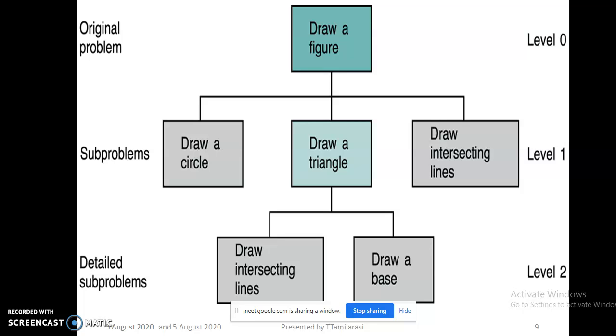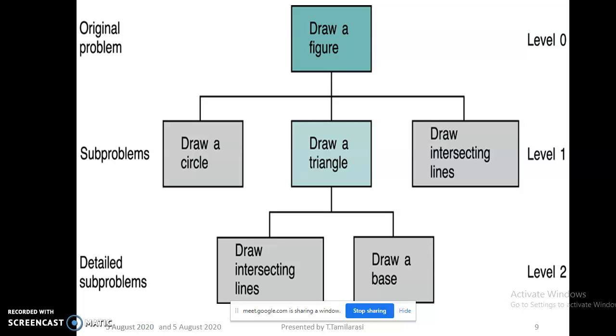Let's see an example for dividing a problem into multiple levels. My problem is to draw a figure. I'm expecting to draw some figures. Whenever we say the simple words draw a figure or picture, we don't know whether we are representing mathematical shapes or artwork. No one can decide it. So the original problem can be divided at the next level into multiple sub problems.